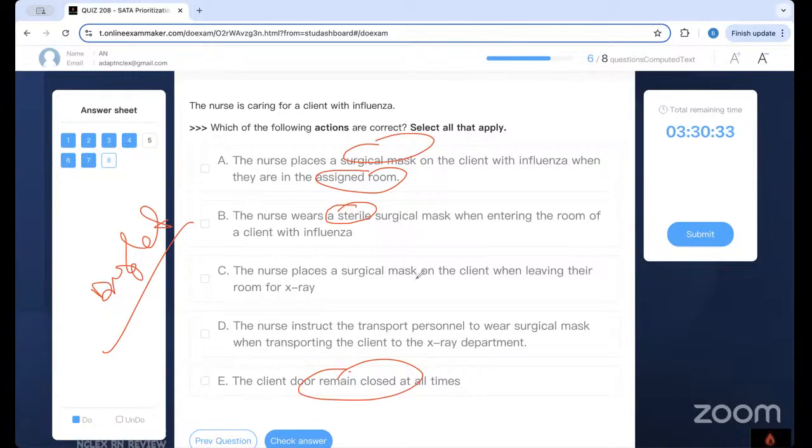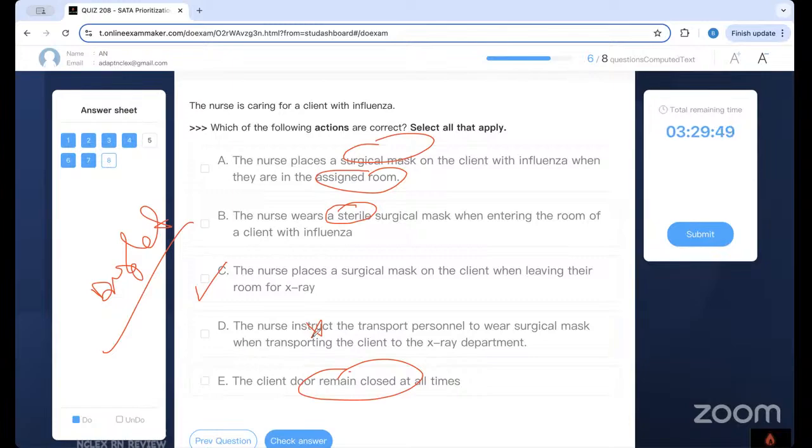The nurse places a surgical mask on the client when leaving for X-ray. Yeah, if the patient is leaving, they should wear that. The nurse instructs the transport personnel to wear a surgical mask when transporting the client to the X-ray department. The transporter should not wear anything because the patient is going to wear a surgical mask. If you overselect, you get 0. This is wrong. This is intentionally set to show you that you have to master this little detailed content when it comes to infection control. It's about 20% of your test.